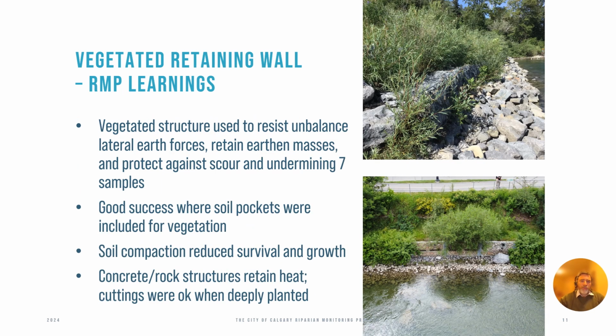Vegetated retaining walls resist lateral earth forces, retain earthen masses, and protect against scour. These can include mechanically stabilized earth walls or vertical earth or concrete walls with live cuttings. We assessed 7 transects and found good success where soil pockets were included for vegetation. However, soil compaction reduced survival and growth on other sites. So special care is needed when planting near concrete or rock, as these retain heat, but deep planting in moist soil zones was successful for the cuttings.